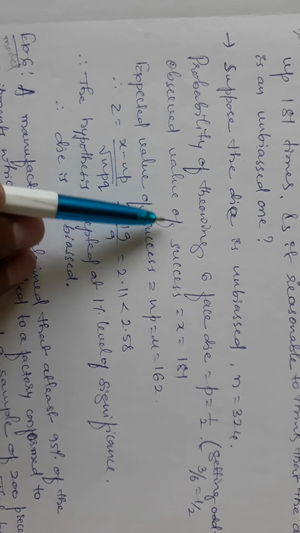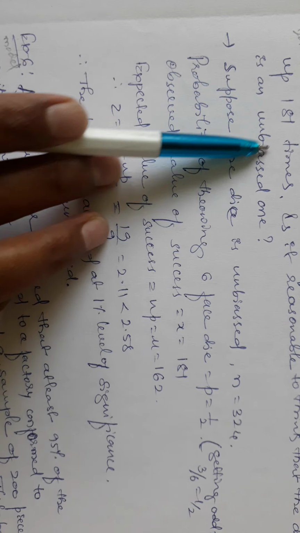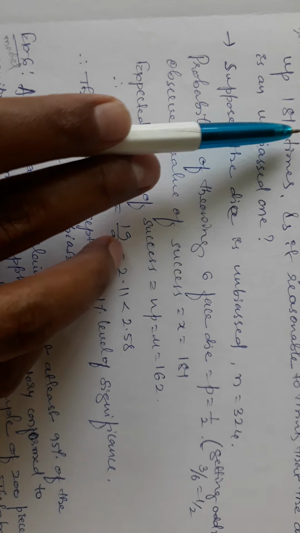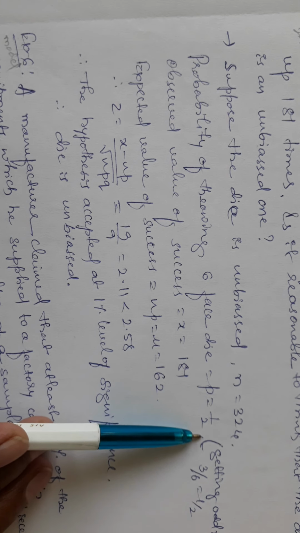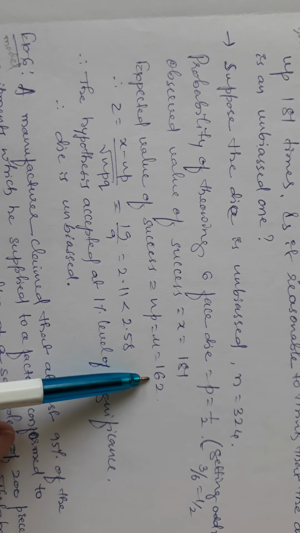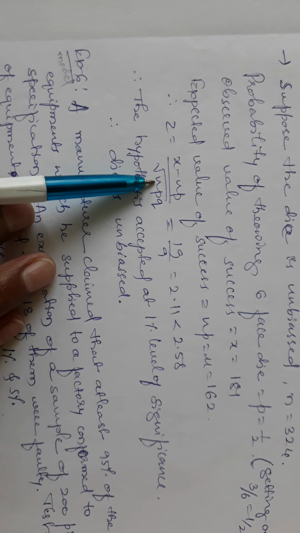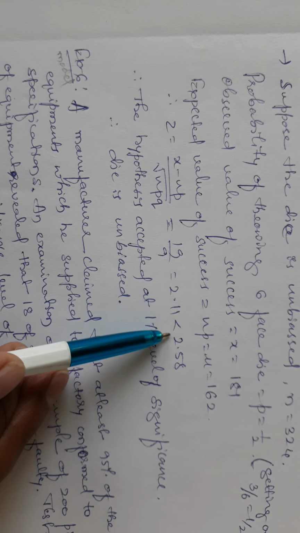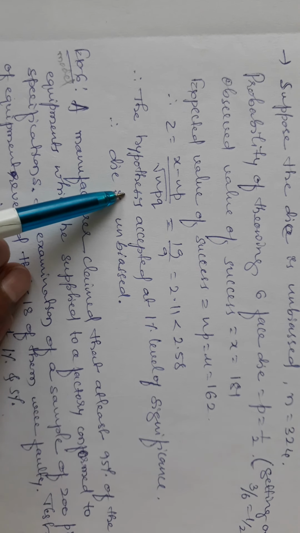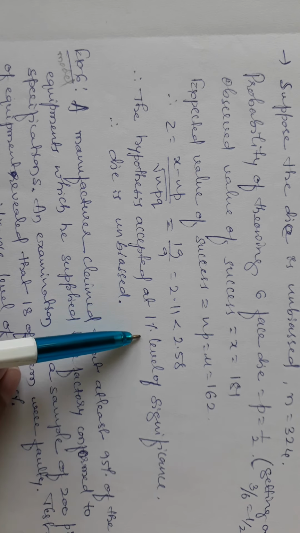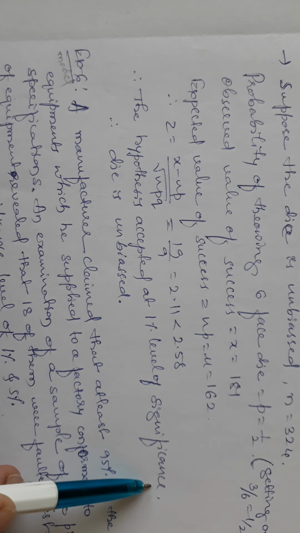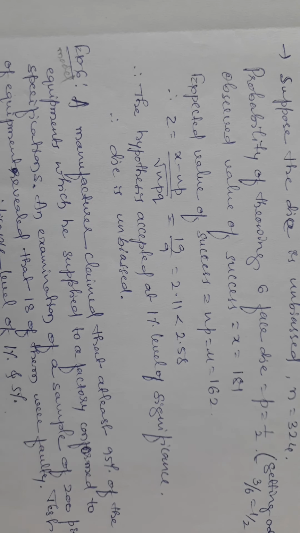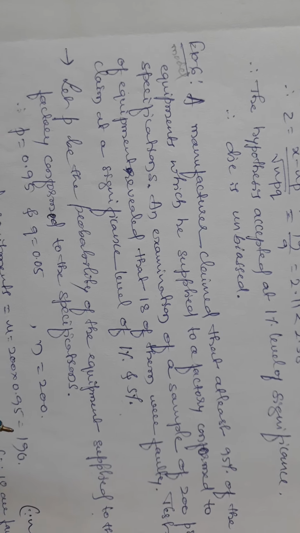Now the observed value of success, x, is 181, and the expected value of success np, where n is 324 and p is 1 by 2, is 162. Now using the formula and substituting the values, we get the answer 2.11, which is less than 2.58. Therefore the hypothesis is accepted at 1% level of significance. Hence, the die is unbiased.